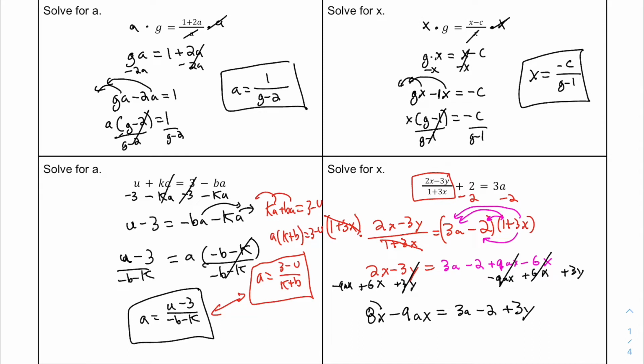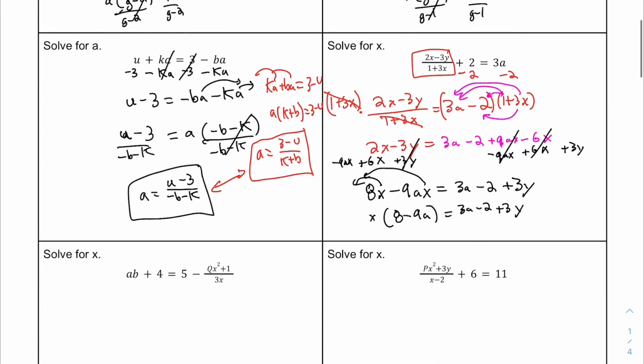Here we can go ahead and factor out the x. So we get x times (8 minus 9a) equals 3a minus 2 plus 3y. Then we divide away 8 minus 9a from both sides. And that is our solution for x. x is equal to (3a minus 2 plus 3y) over (8 minus 9a).